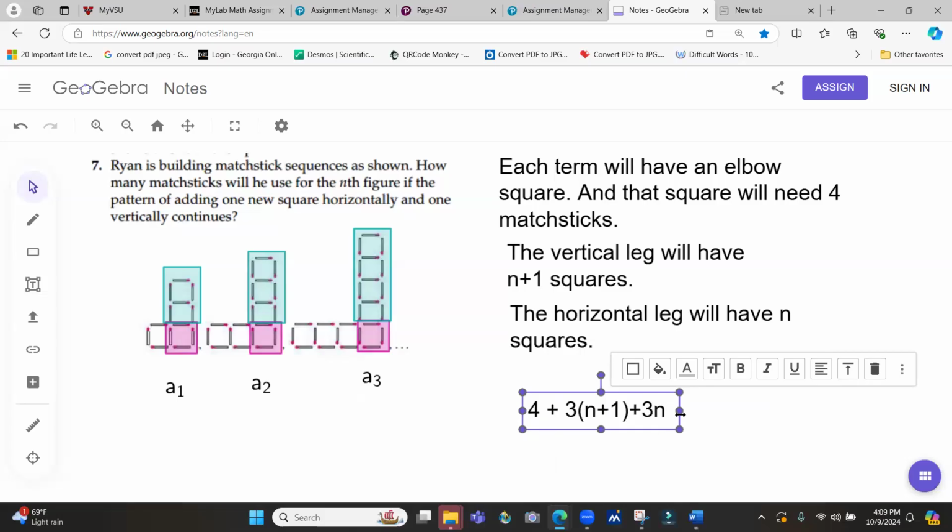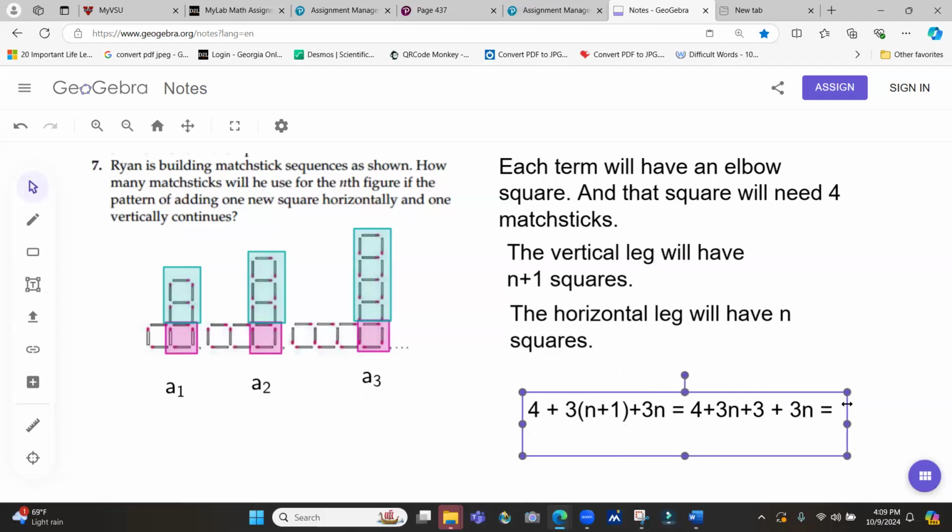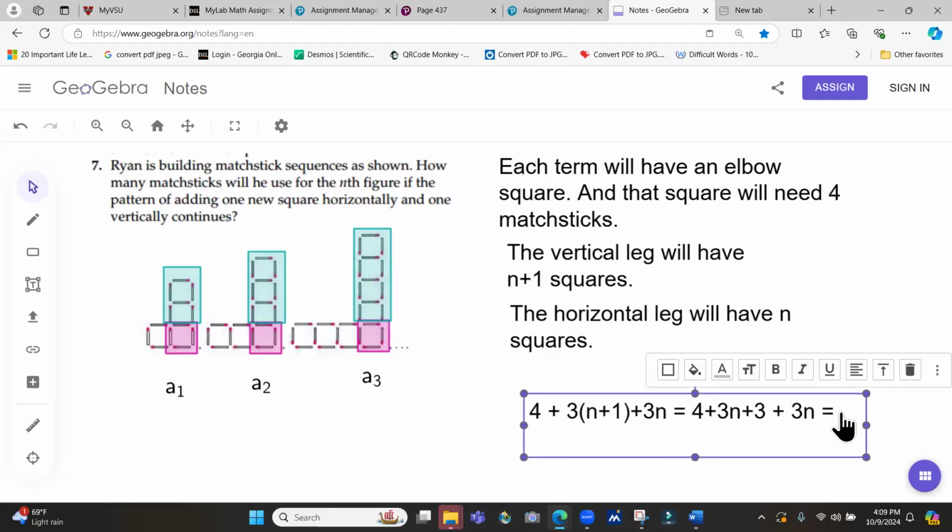This is my answer. I have to simplify it just a little bit. There's not a whole lot you can do. For distribute, you get 3n plus 3 plus 3n. And I'm going to put it in one line. It'll look a little better. And 3n plus 3n is 6n. 3 plus 4 is 7.